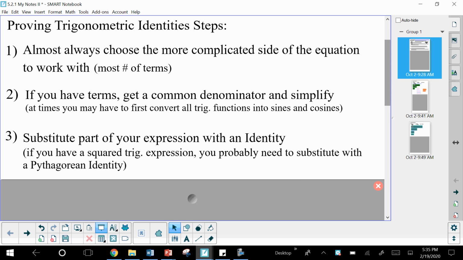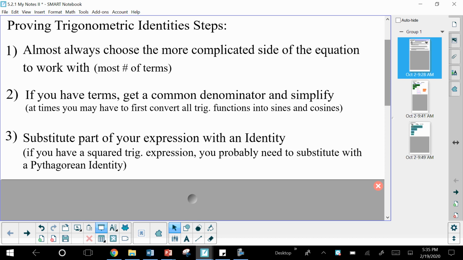The first one seems really bizarre, but you always want to choose the side that looks more complicated to work with. This could be higher exponent, it could be more terms on that side, maybe there's more trig functions on one side, but you always want to pick the one that looks the hardest.